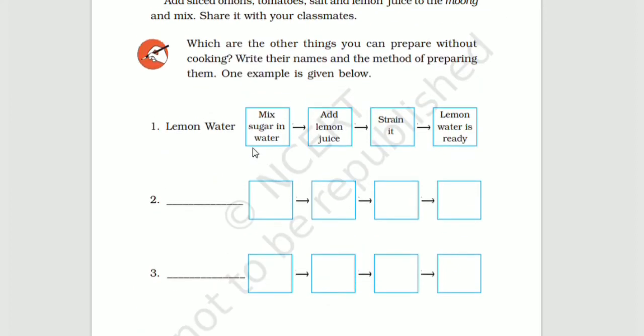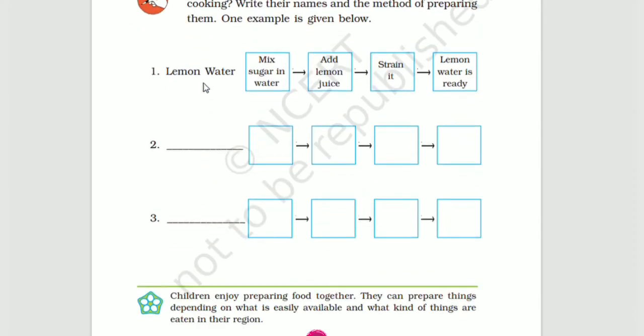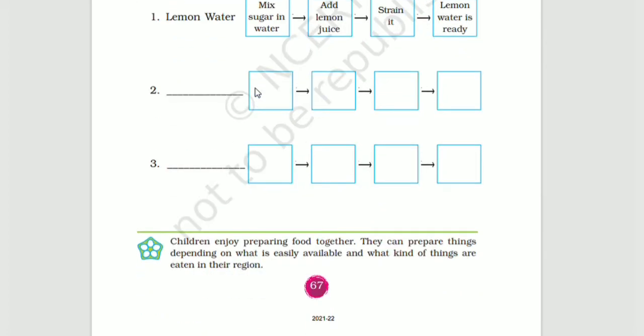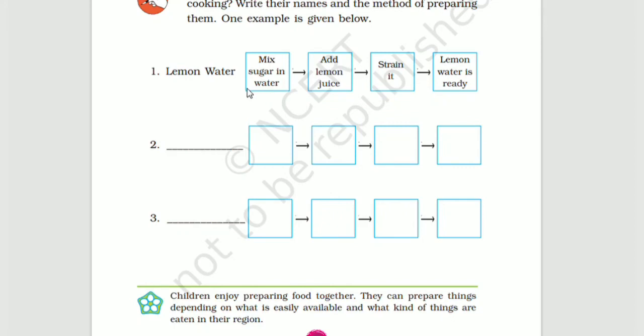Then next is an example given to prepare lemon water. How it is made, you all know now. You will be familiar with it. Your mother may be telling you to prepare the lemon water, isn't it? Mix the sugar in water. Then we are adding what? Lemon juice is being added. Strain it. Lemon water is ready.